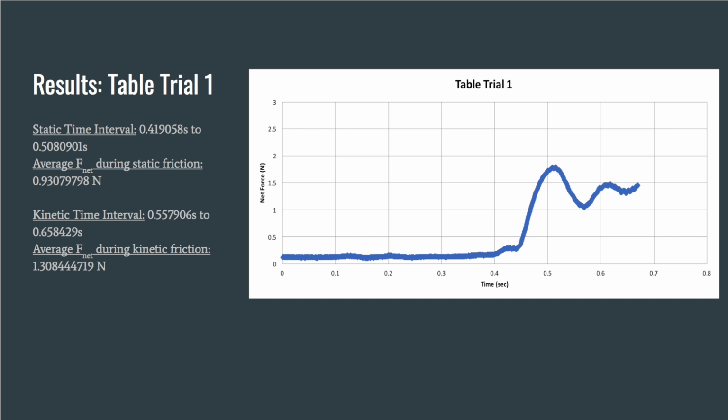These are the results for the first trial on the table. There's static friction acting on the IOLab from about 4 seconds to 5 seconds. The peak of the static friction force is where the net force is highest, which is seen at a little past 5 seconds. Then kinetic friction acts on the IOLab from 5.5 seconds to the end. The results from the other 2 trials on this surface are very similar to this one.